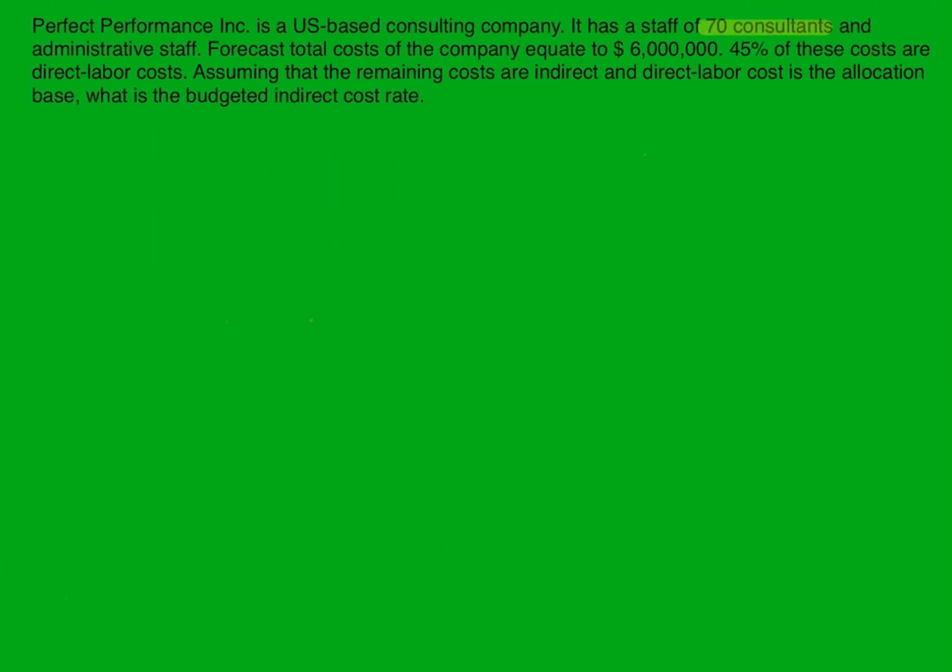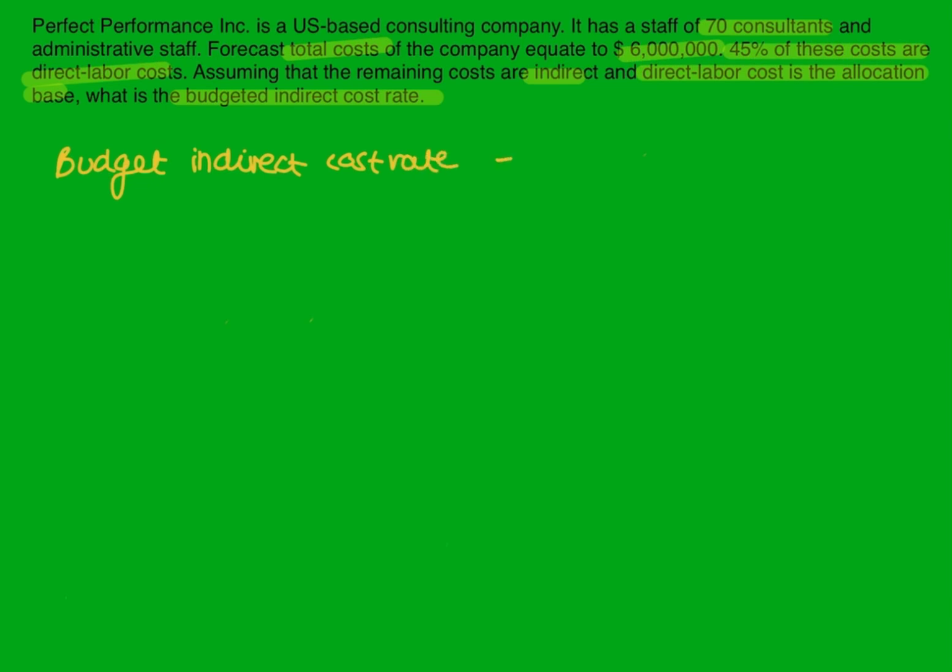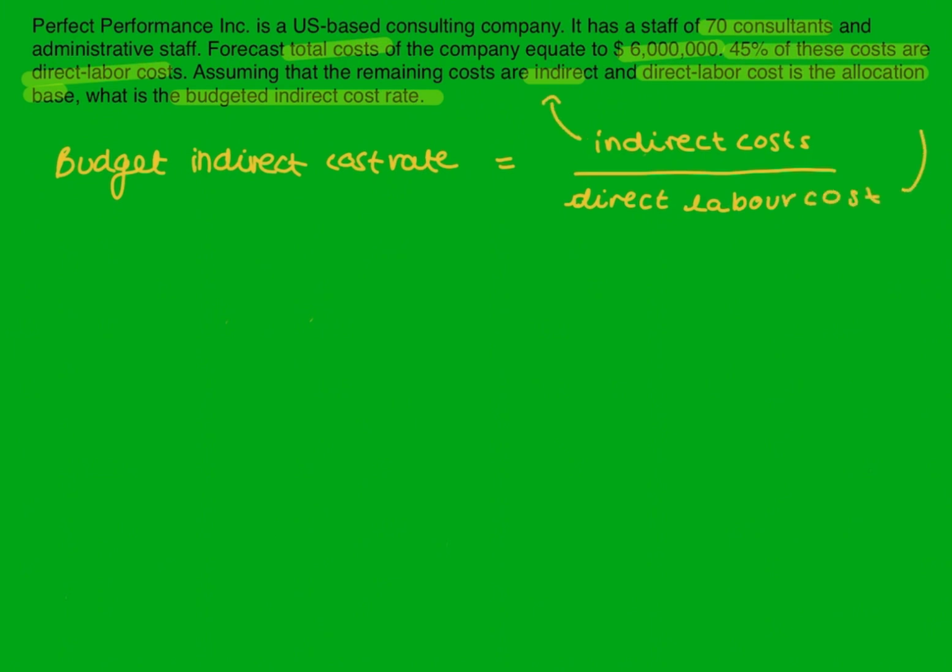So, Perfect Performance Inc. is a US-based consulting company. It has a staff of 70 consultants and administrative staff. Forecast total costs of the company equate to 6 million. 40% of these costs are direct labor costs. Assuming that the remaining costs are indirect and direct labor cost is the allocation base, what is the budgeted indirect cost rate? So, here we calculate how to get our budgeted indirect cost rate. To do that, we divide our indirect costs by our direct labor costs. It's basically telling you what to do in the question.